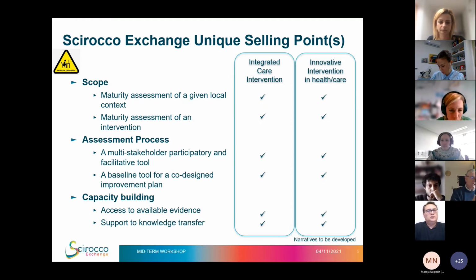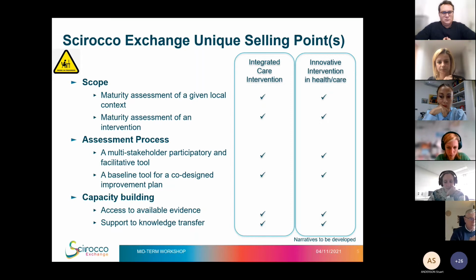So that's the question that we are having in mind for the moment, and on which we are working. And so clearly here, what is unique with the online tool itself is that it is an assessment of the local context, the local environment. That's a unique element. That is also a maturity assessment of an intervention itself that may be unique on integrated care, and also on other, as you see here, innovation interventions in healthcare. So that's the way I would frame the market or the area where the generic version of the tool can be used. So in terms of the scope, that's the uniqueness.